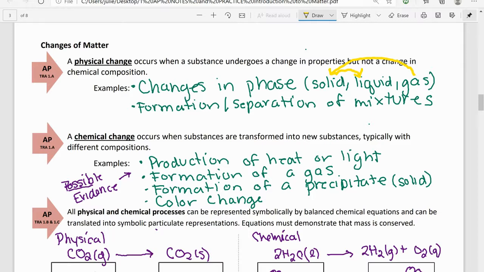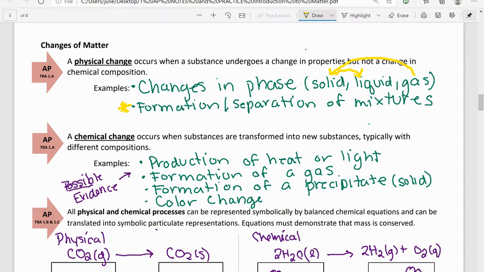Another one that students don't think of too often, which I think is really important, is simply the formation of a mixture. When you dissolve salt into water, that is a physical change. We can take them back apart using a physical separation technique, and when we take them back apart, that is another physical change. So definitely be aware of that one as well.